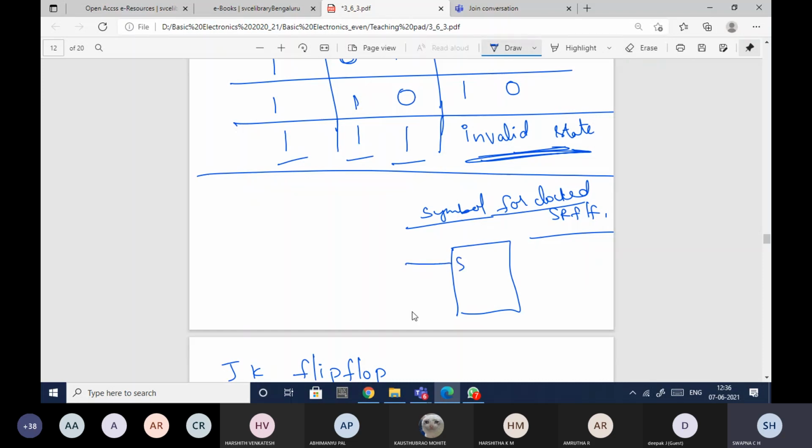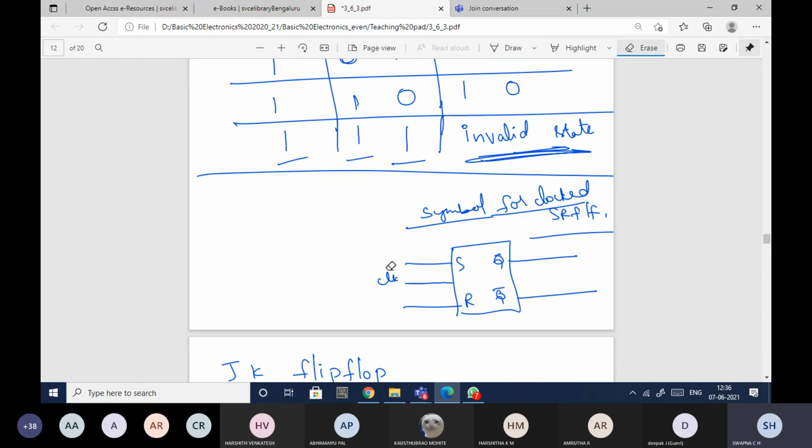S, R, Q, Q bar. Q and Q bar are the outputs. So apart from this S and R, you have an additional input. For the gated one, you'll just have the enable input like this. This is for the gated SR latch. Maybe the third circuit: for the clocked SR flip-flop, instead of enable, I will write clock.